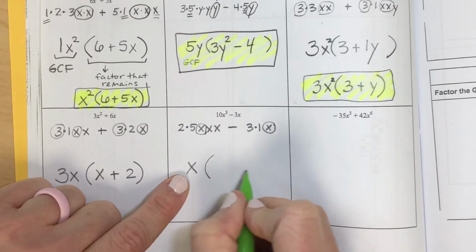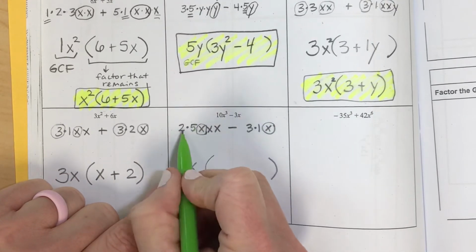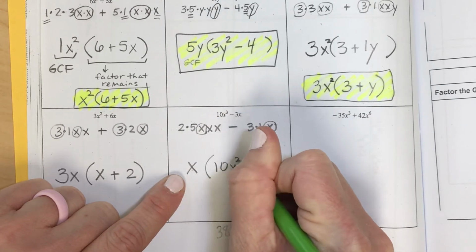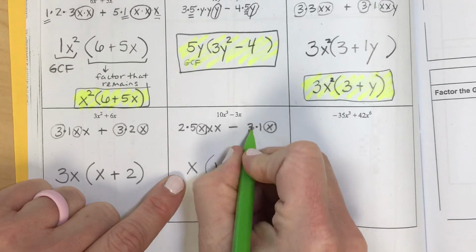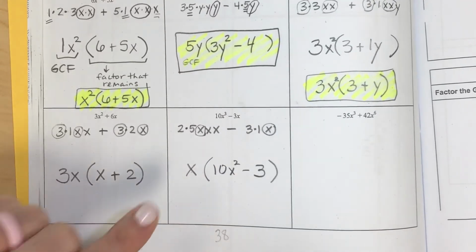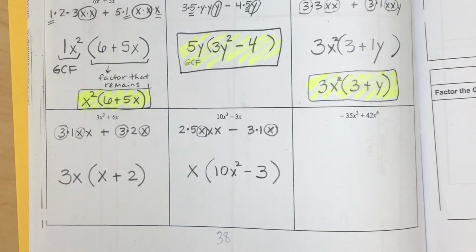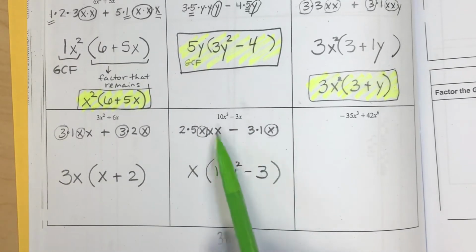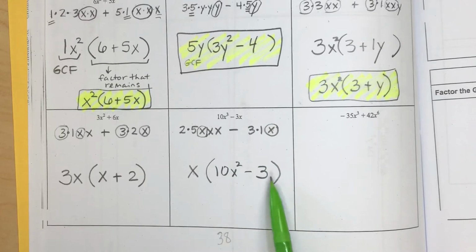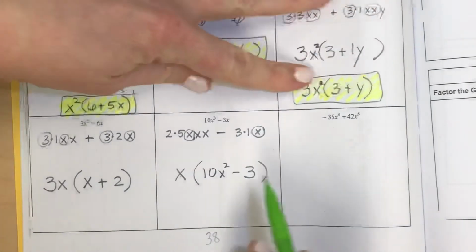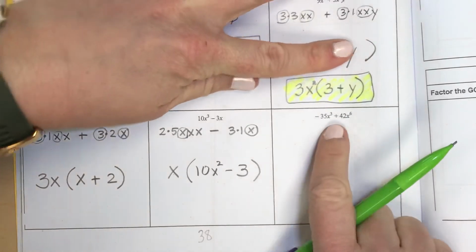And now what's left inside the parentheses is what is left over. The 2 and the 5 make a 10. The x and the x make x squared for the first term. The 3 and the 1 make a 3. And there's nothing left in common between 10 and 3. They have no factors in common. And then pulling out 1x, notice how I don't have any more x's to take out of both terms, so that is my greatest common factor. All right, one last one here.